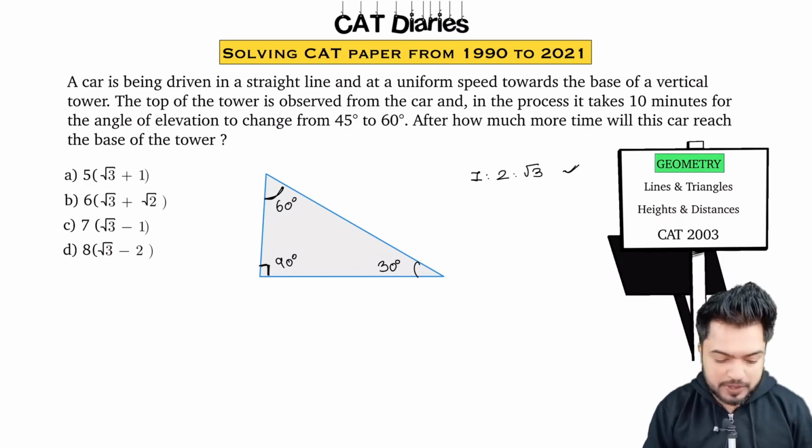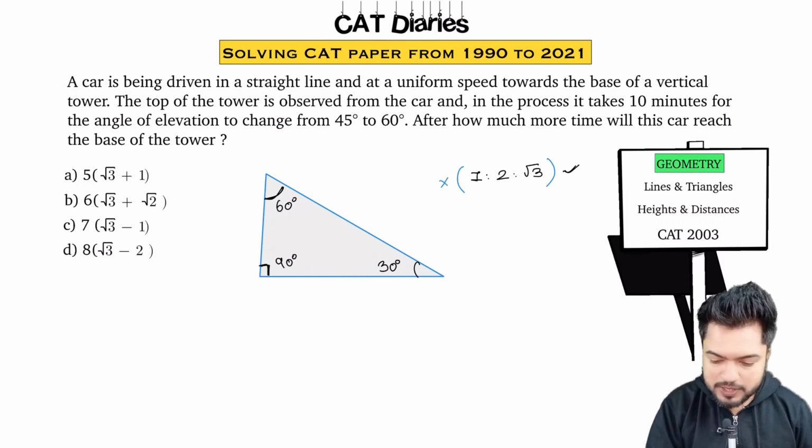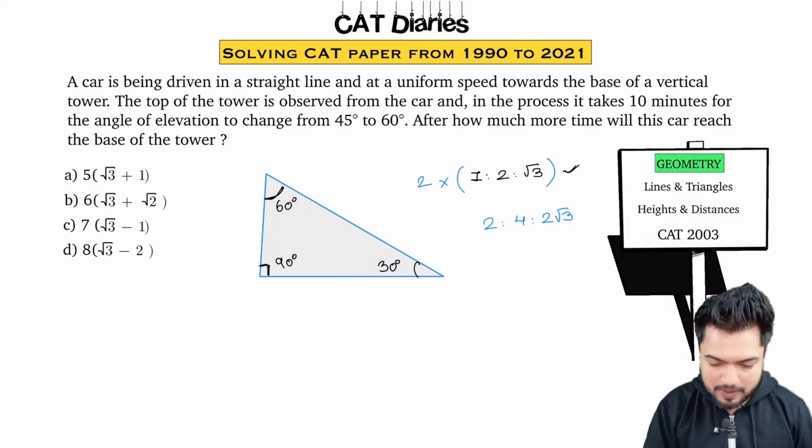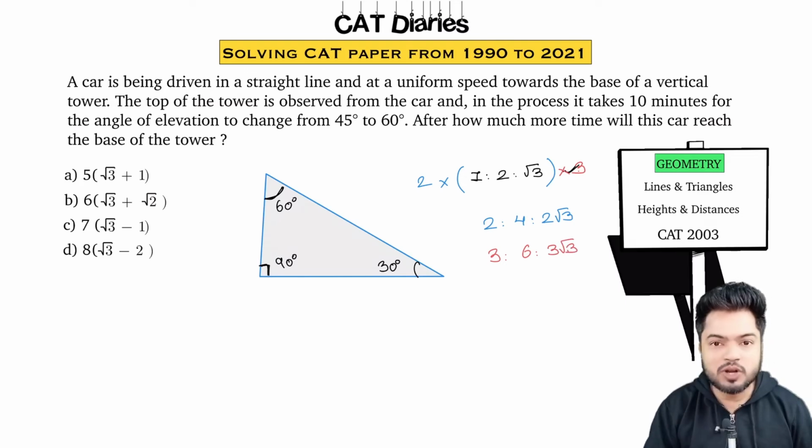Okay, what is the meaning of ratio? You don't know the value. The ratio of the sides will always be 1 is to 2 is to root 3. From that you cannot say the value. If I multiply this by 2, this will become 2 is to 4 is to 2 root 3. I don't know what the values are. If I multiply this by 3, then it will become 3 is to 6 is to 3 root 3. I don't know the values, but I surely know the ratio, which will help me to solve a lot of problems in heights and distances.